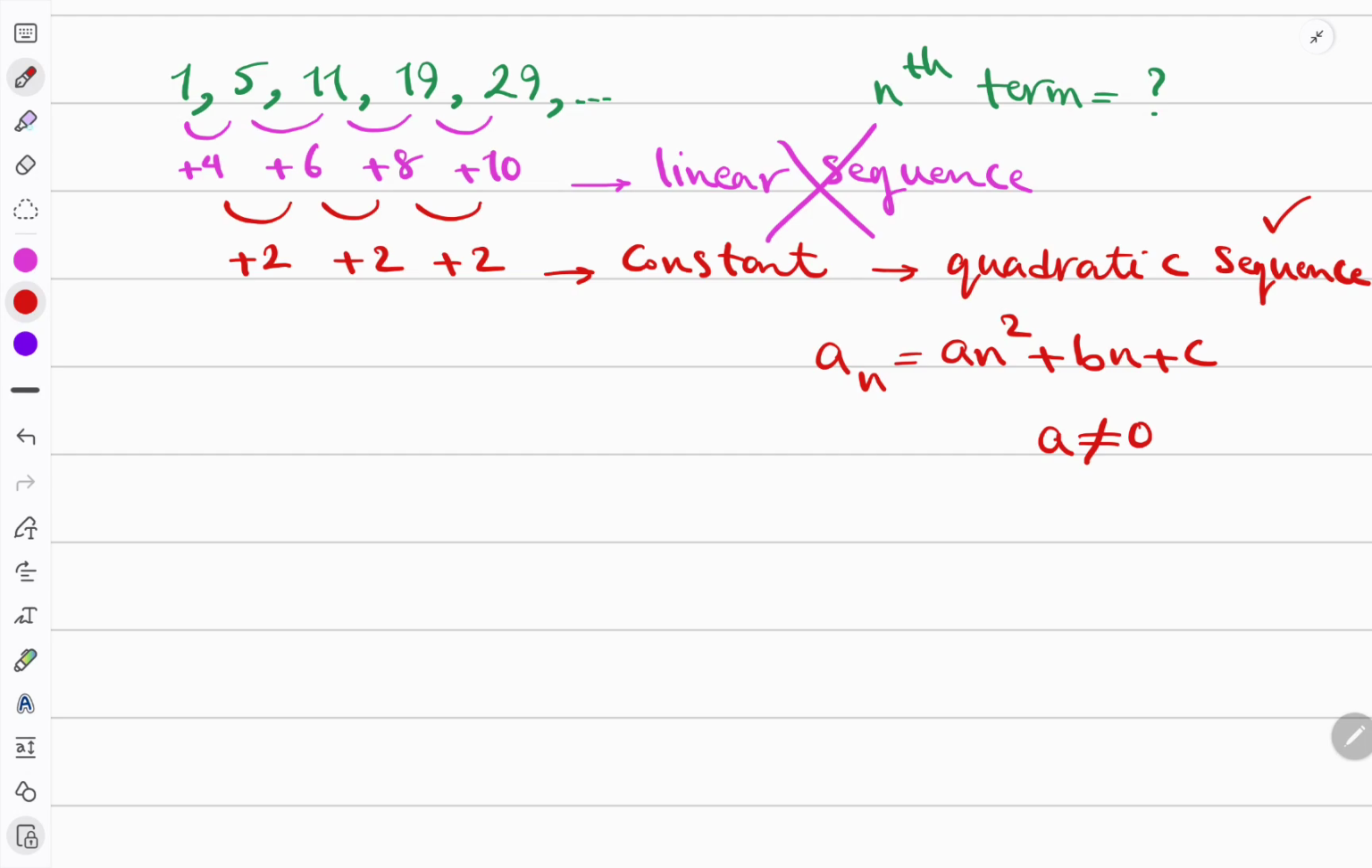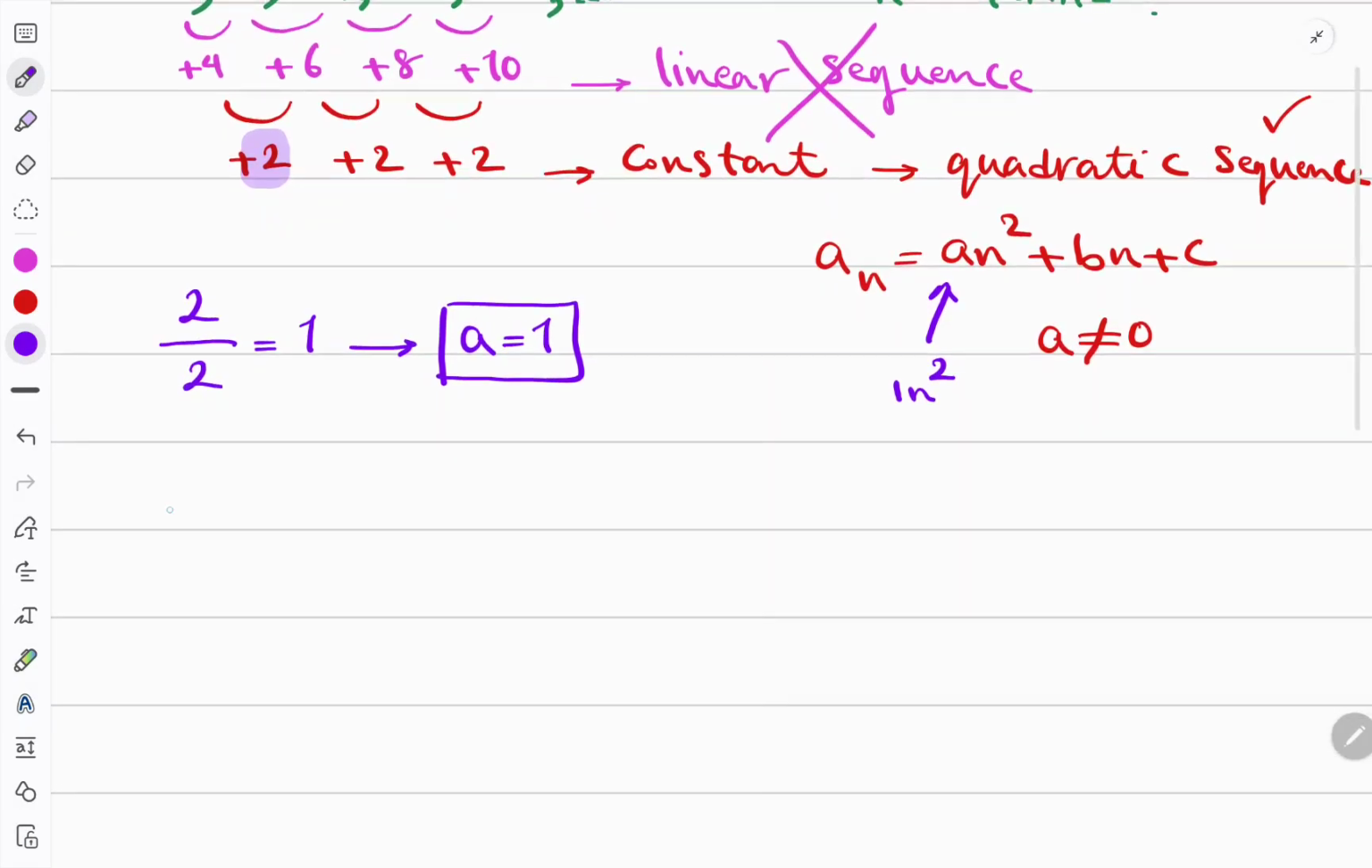Okay, and now the next step is to use this constant, which is 2, and divide 2 by 2, which gives us 1, and 1 is the value of a. So we built the first part of this nth term, which is 1n squared. Okay, and then we should rewrite terms again.